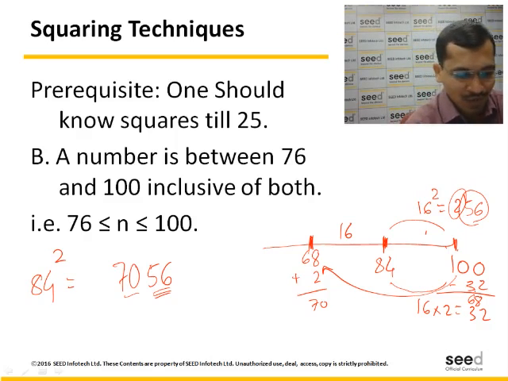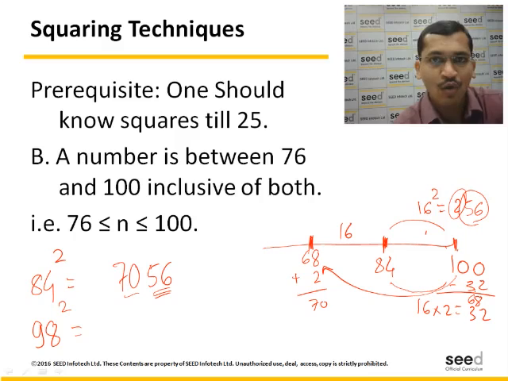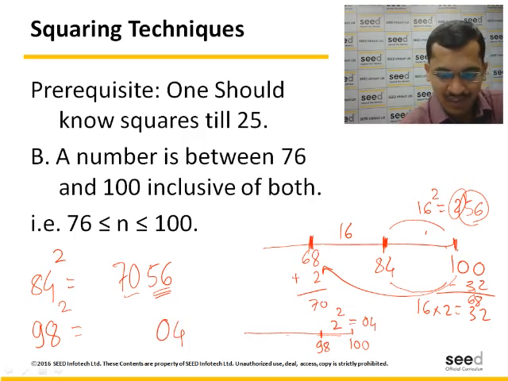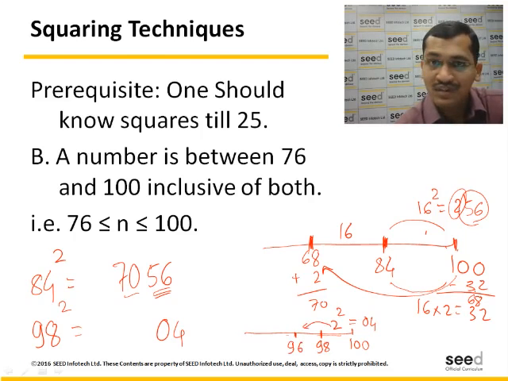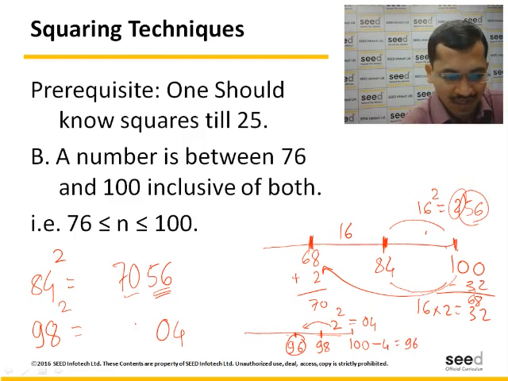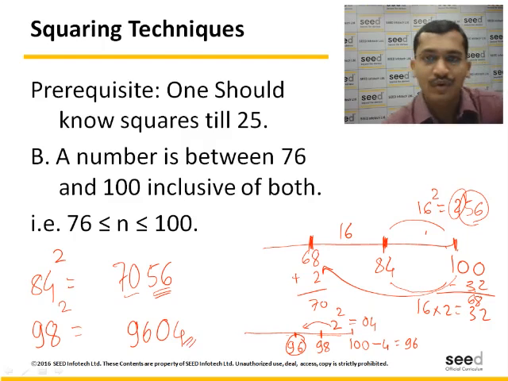We'll take one number closer to 100. Let's say how to calculate 98 square. Correct? So what is the logic? This is 100. This is 98. The difference is 2. 2 square is 4, so the last two digits will be 04. Then we have to travel 2 more backwards, or double the difference, 4. So 100 minus 4, that is 96. Now there is no carry, and so 9604 is the final answer. Alright.